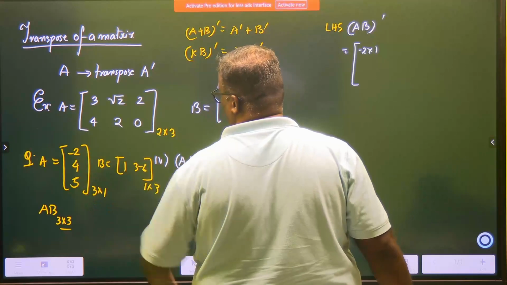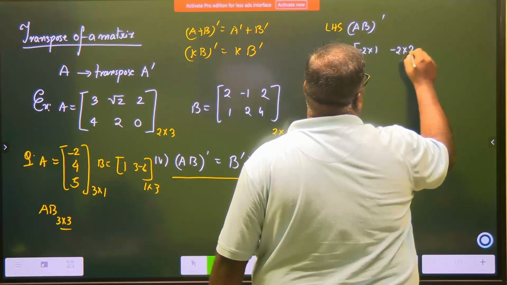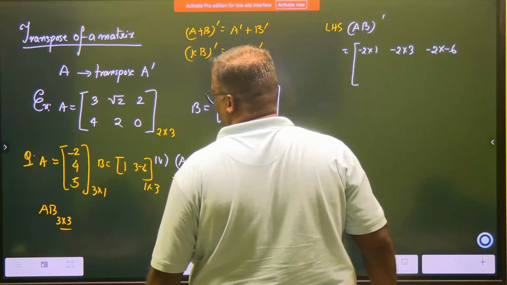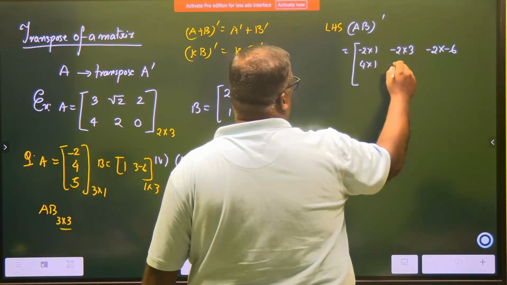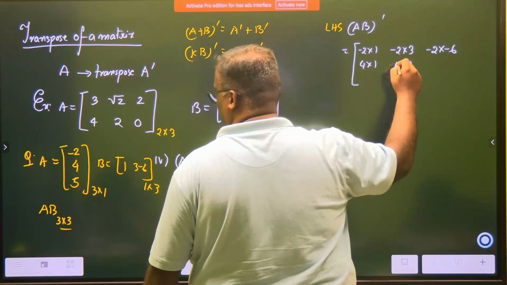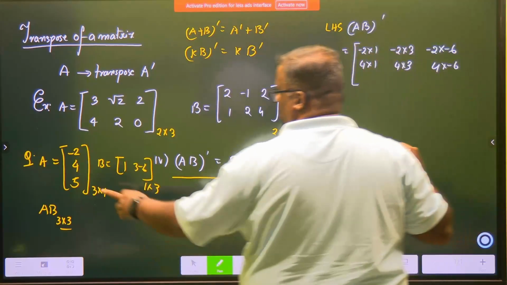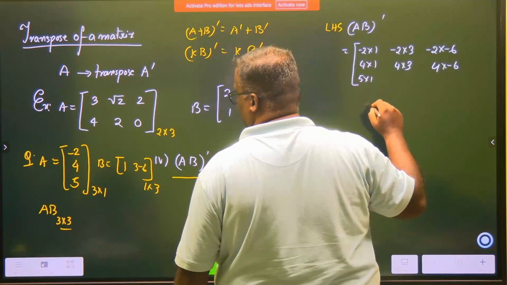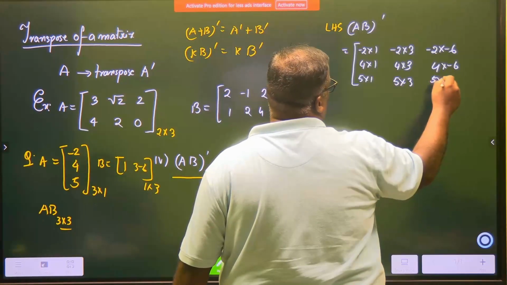Then negative 2 will multiply with 3. And then negative 2 multiplies with negative 6. After that, 4 multiplies with 1. Then 4 multiplies with 3. And then 4 multiplies with negative 6. Followed by 5 multiplies with 1. Then 5 multiplies with 3 and 5 multiplies with negative 6.